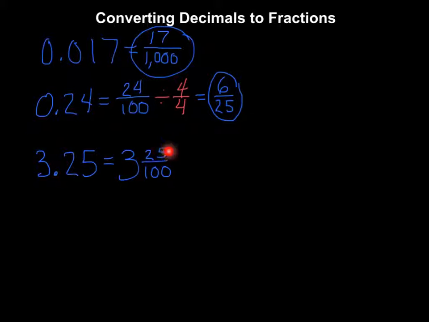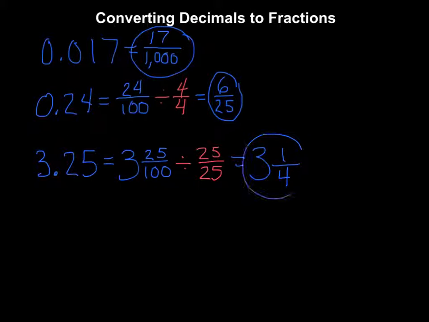And sure enough, I can reduce my fraction, so I can divide this by 25 over 25. Now the first thing that I'm going to write after the equal sign is my whole number, because 3 divided by 1, or a form of 1, will still be 3. But then my form of 1 will change the look of the fraction, not the whole number. So now we divide, and 25 divided by 25 is 1, and 100 divided by 25 is 4, and so my answer is 3 1/4. And that's how we change decimals into fractions.